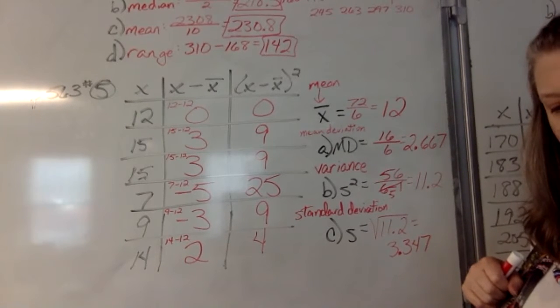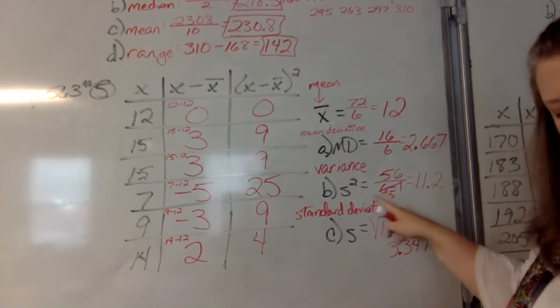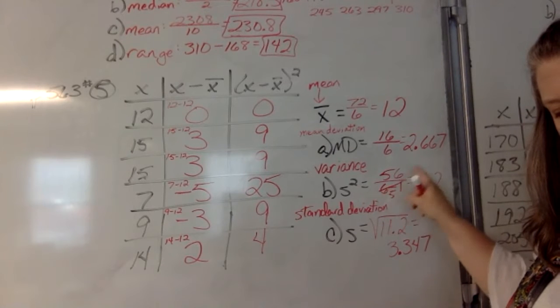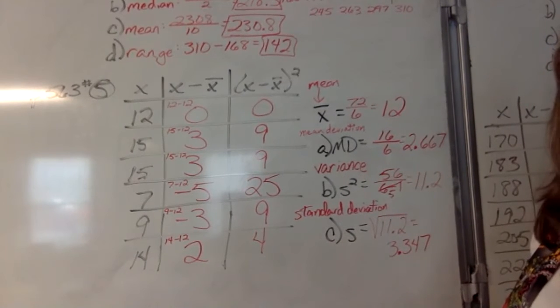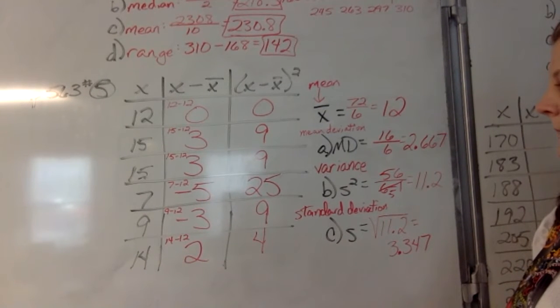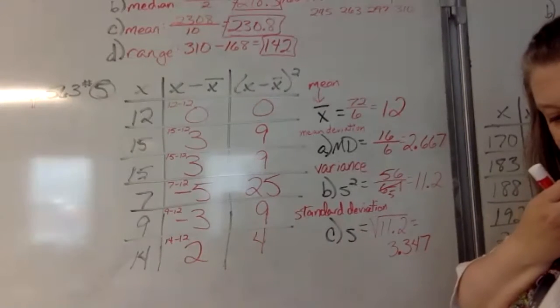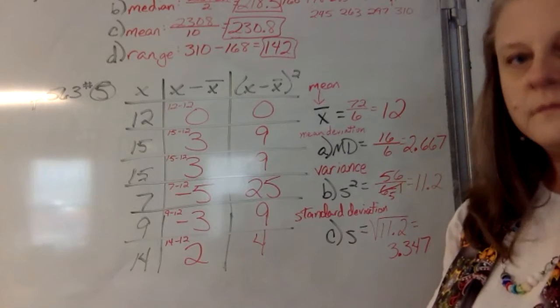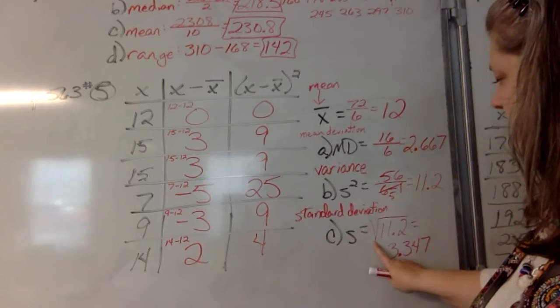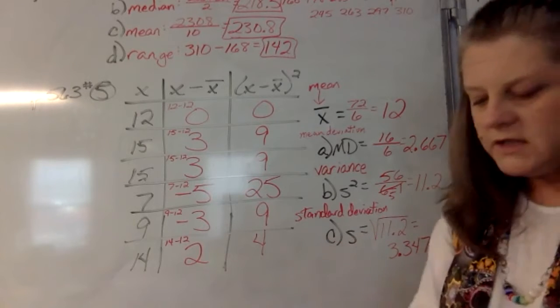Okay. What do we divide by when we're doing variance, though? N minus 1. Which one of these is the square root of the variance? Standard deviation. Okay, so if it gives you the variance, can you find standard deviation? Yes. If it gives you the variance, all you have to do is take the square root.